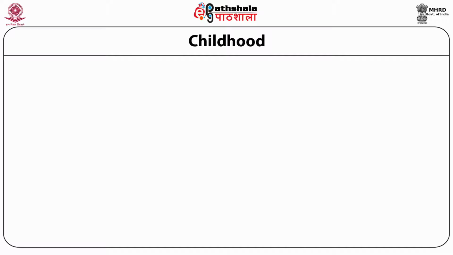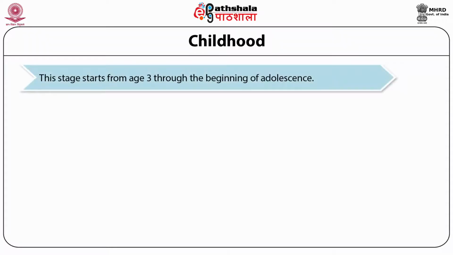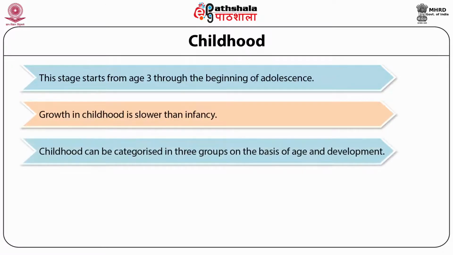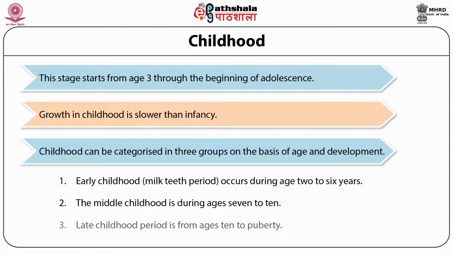The childhood stage: how do we define it? It starts from the age of 2 through the beginning of adolescence. Growth in childhood is slower compared to the infancy stage. Childhood can be categorized into three further categories: early childhood, middle childhood and late childhood. Early childhood is the milk teeth period, from 2 to 6 years of age. Middle childhood is from 7 to 10 years of age. Late childhood is from age 10 to puberty or the adolescence stage. The nutritional requirement during these three stages matters a lot. They need specific attention because inadequate nutrition during childhood may impact the next stage of growth of an individual.